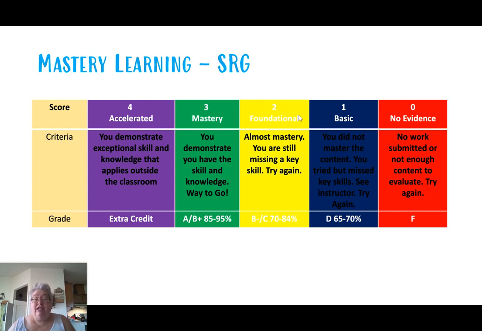Then we have foundational, which is almost mastery, but you're still missing a key skill and you need to try again. And then basic, you did not master the content and you tried but missed. So you'll talk with me and try again. And then no evidence, that means no work was submitted or there's not enough content to evaluate.